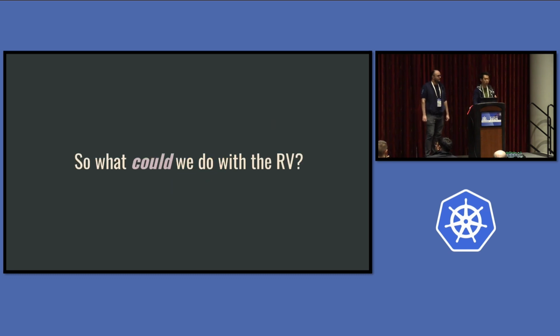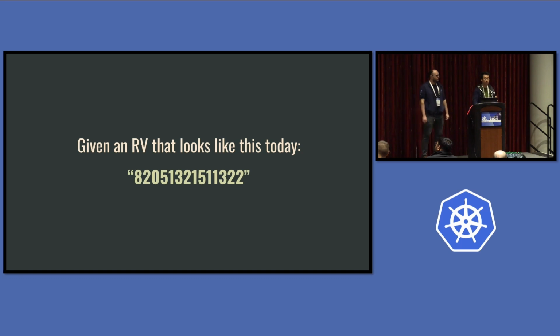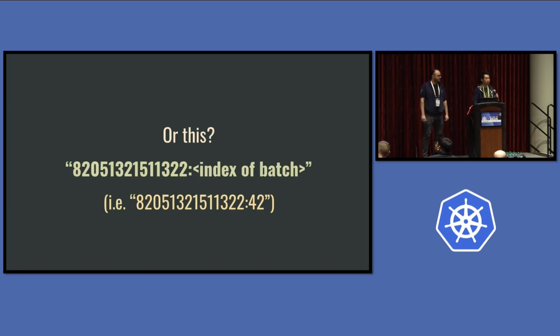So what could we do with the RV to fix this? Given an RV that looks like this, it's possible for us to do something like this, right? We could add the index of the batch. So if we have more than one object that shares an RV, we could add the index of that, and that would allow us to continue to increment and to observe, to maintain continuity without skipping objects.